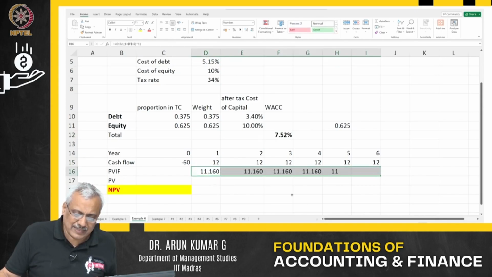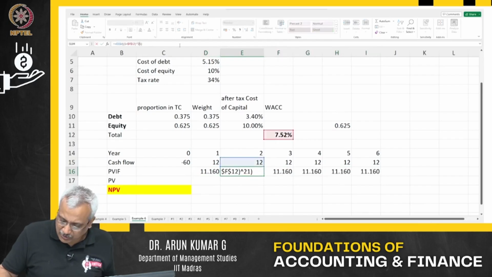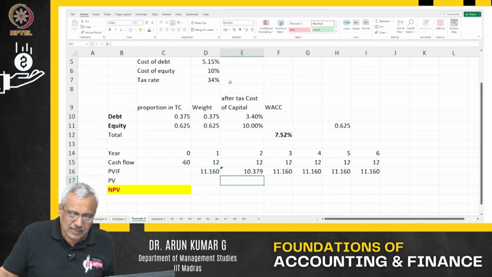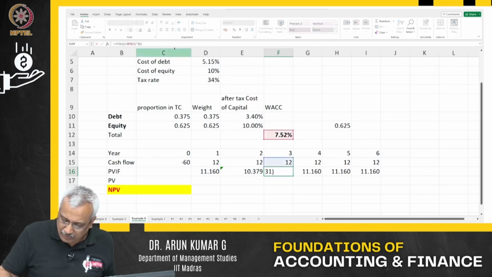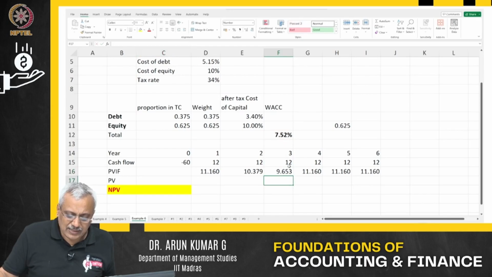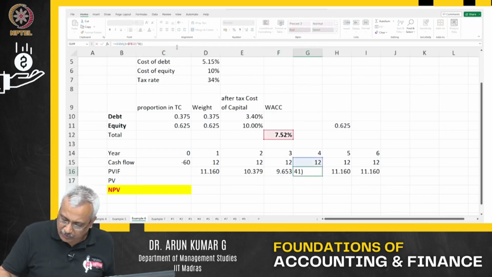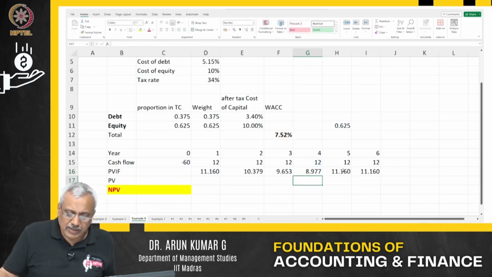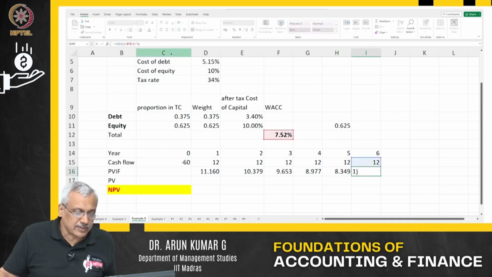Let me do that for the entire 6-year period. I am just going to increase the power: this is going to be after 2 years, and then after 3 years, then at the end of 4 years, at the end of 5 years, and this is going to be at the end of 6 years.